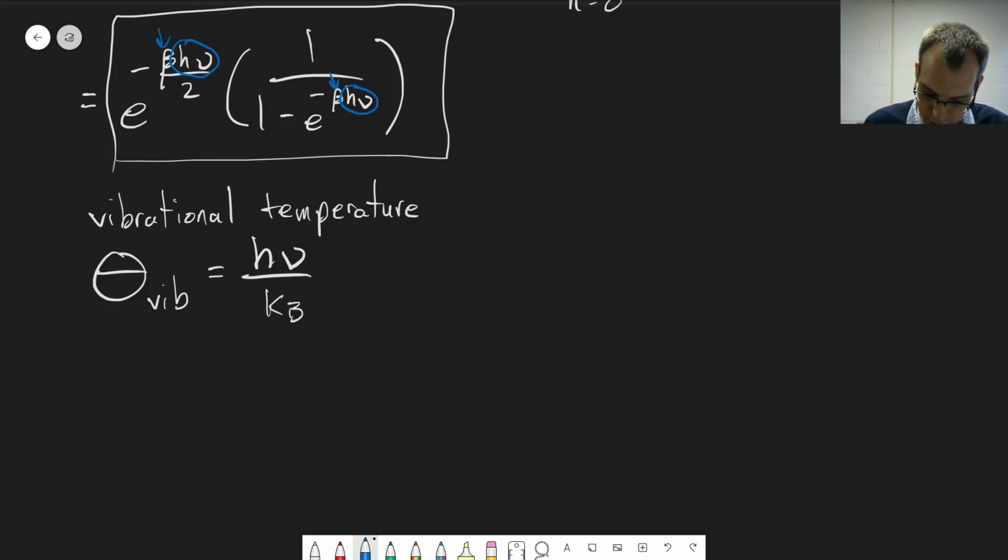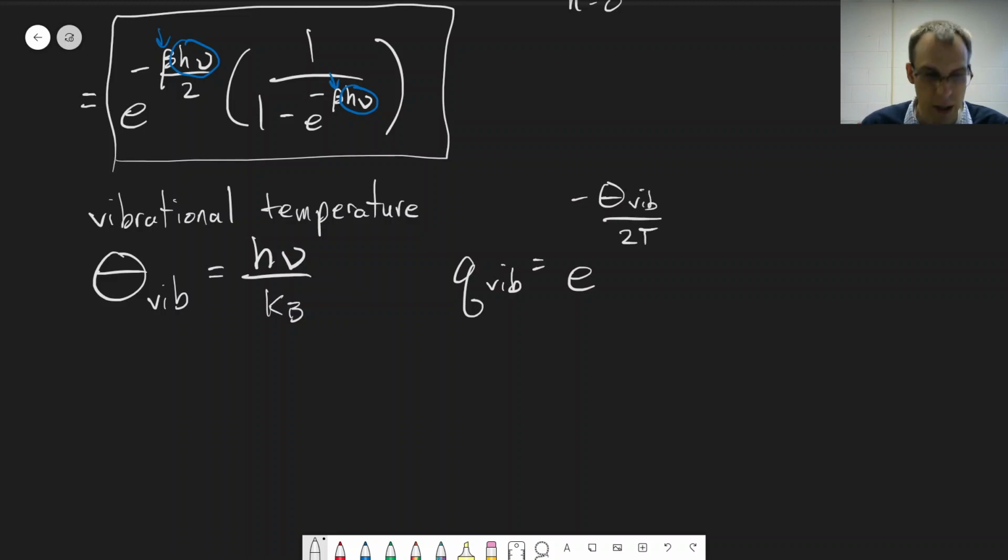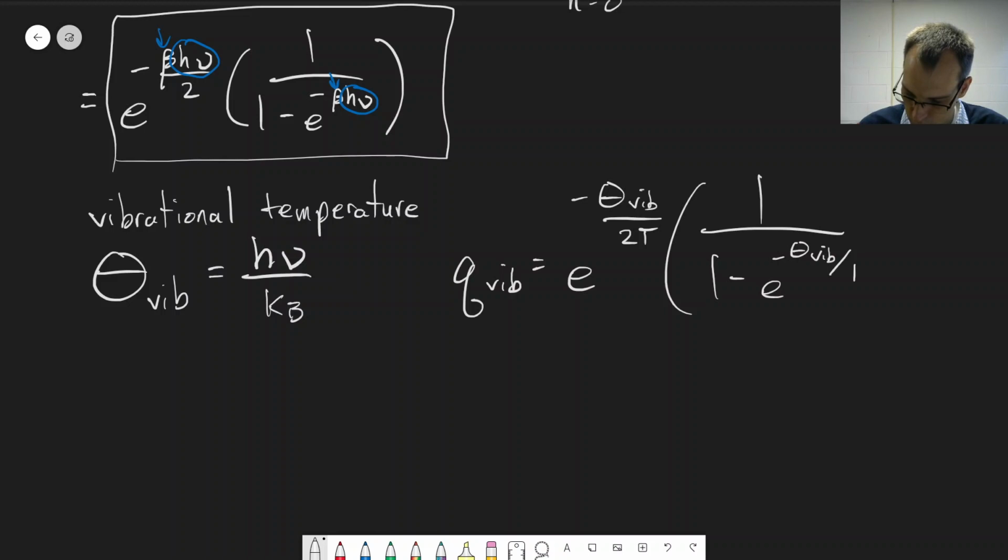So if we rewrite this partition function in terms of the vibrational temperature, we get that Q vib is equal to e to the minus theta vib over 2T for the term on the outside, times 1 over 1 minus e to the minus theta vib over T. So you can see, this is going to be relative to a temperature, how much you get a vibrational contribution to the energy. Okay, what can we do with this partition function?